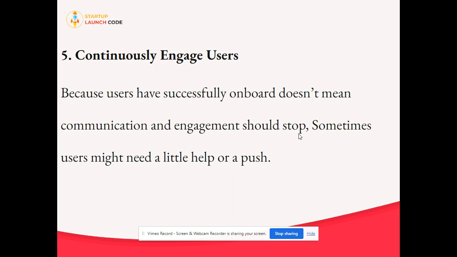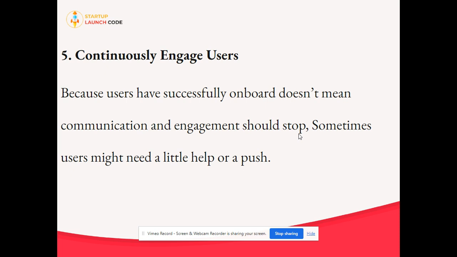You need to keep the communication and engagement going. You need to always reach out to them. You need to always keep them informed. You need to always show them that yes, you are still with them. One good way to do this is to increase the level of communication either via email or in-app messages. So you need to always be in communication with your users even after they've successfully onboarded on your product. This way they keep using your product because they know you are still on their mind.